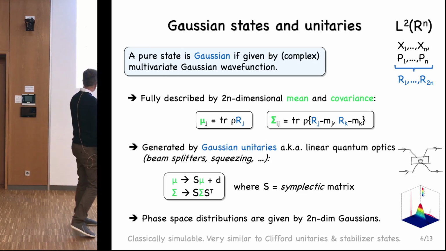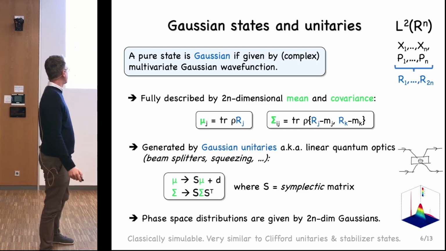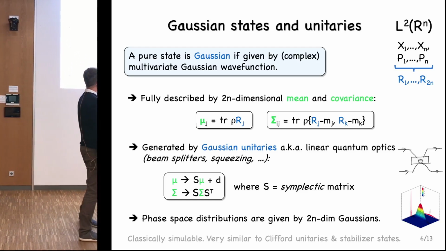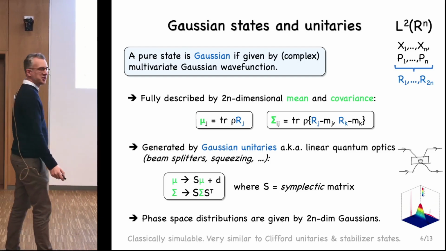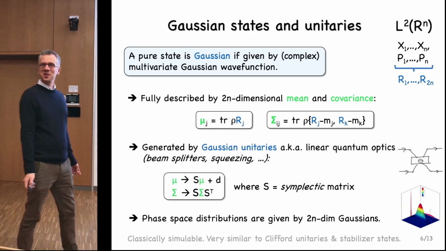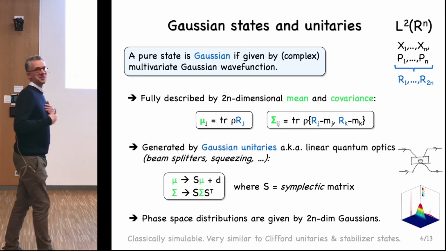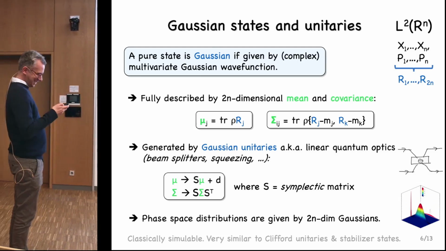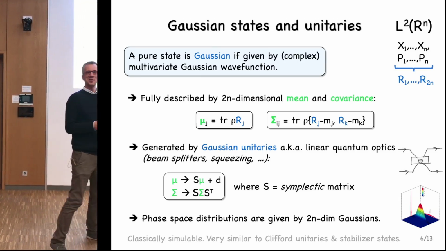So this is a beautiful world that is very similar to the world of Cliffords and stabilizer states, which has been elucidated by David and other folks, especially for qubits, where d is 2. If d is not 2, it's a little bit more ugly, but I find it okay. You may disagree. Maybe it's okay for you that 2 is 0.